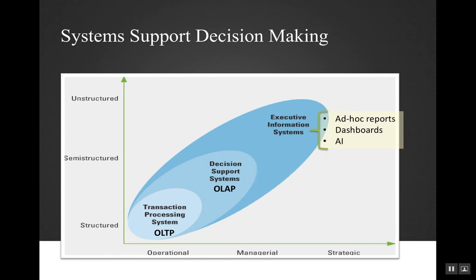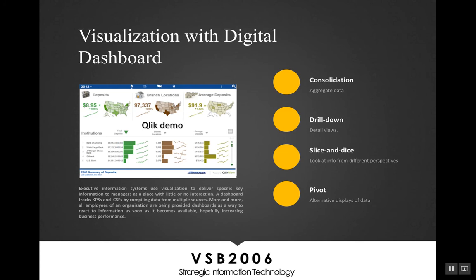And then for executive information systems, what we see is things like ad hoc reporting and dashboards, artificial intelligence, or as we call it now, the modern term is machine learning. Just a quick kind of view of digital dashboards, and we'll actually be doing some work using something similar to this.